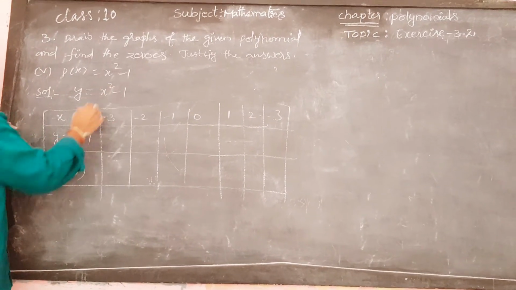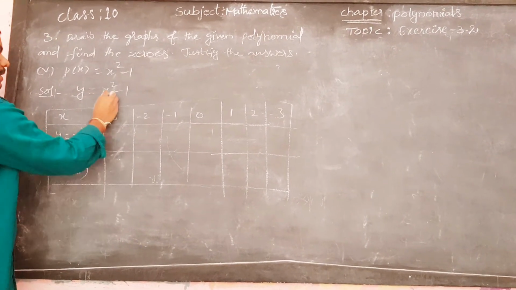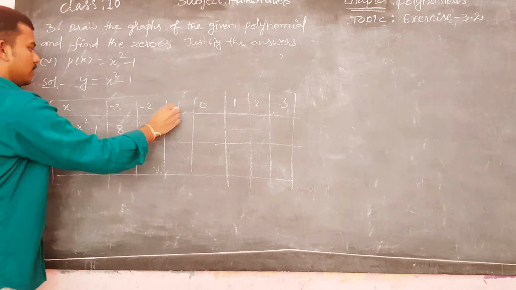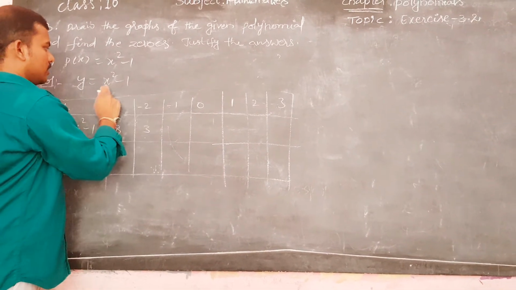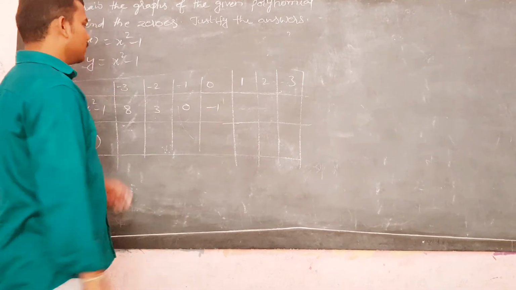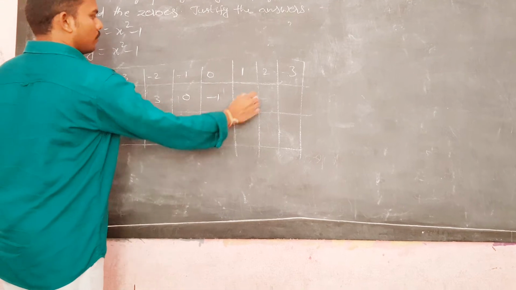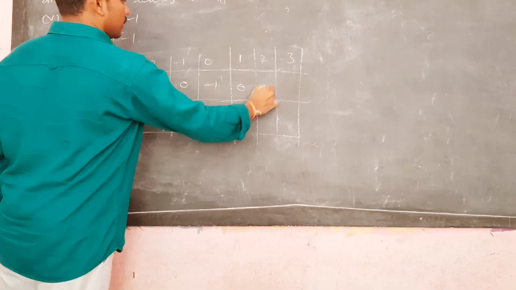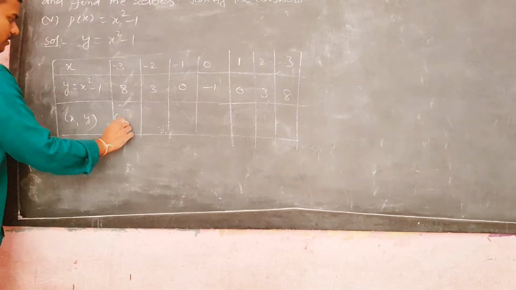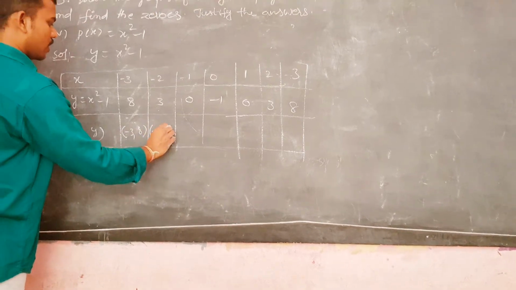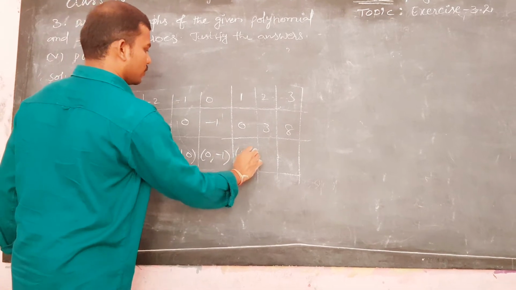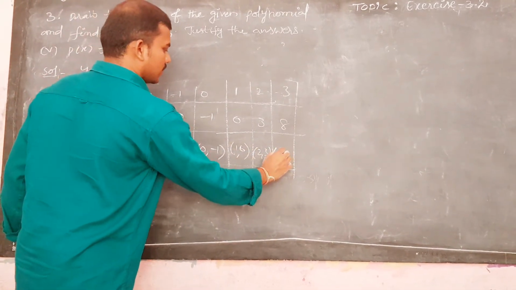So in place of x substitute minus 3, whole square means 9, 9 minus 1 is 8. Minus 2 whole square 4 minus 1 equal to 3. Minus 1 whole square 1 minus 1 is 0. 0 square 0 minus 1 is minus 1. 1 square 1 minus 1 is 0. 2 square 4 minus 1 is 3. 3 square 9 minus 1 is 8. So pairs of coordinates: minus 3, 8; minus 2, 3; minus 1, 0; 0, minus 1; 1, 0; 2, 3; 3, 8.